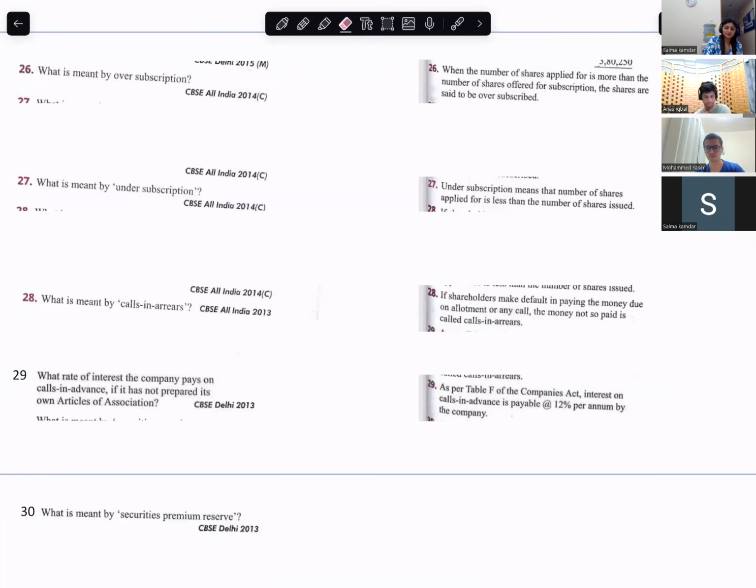What is meant by oversubscription? When the number of shares applied is more than the number of shares issued or offered. What is meant by undersubscription? Applied is less than offered or shares issued. Okay. What is meant by calls in arrears?